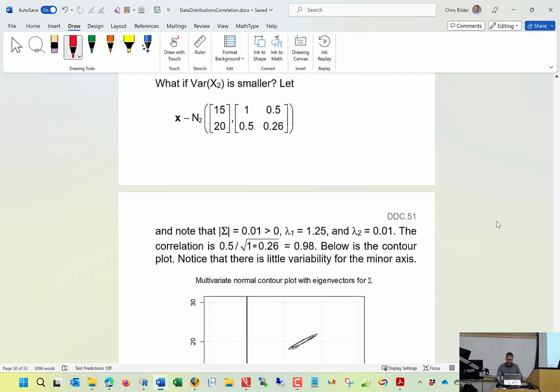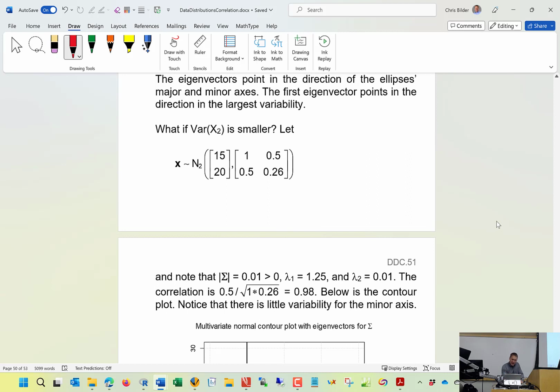Okay, to see the more part, let's make a small change here. Let's let the variance of x2 be 0.26 instead of 1.25. Now, I didn't want to go any lower.